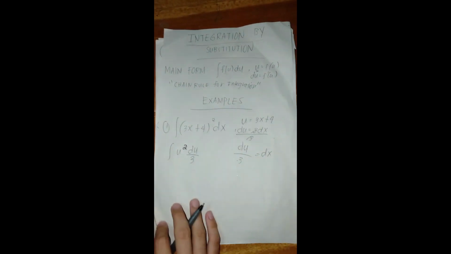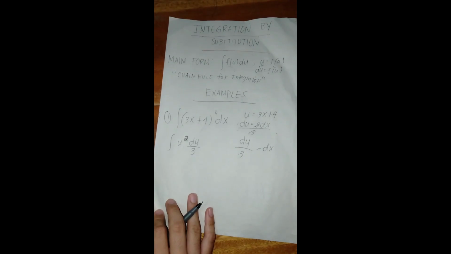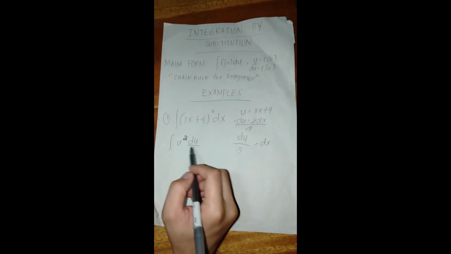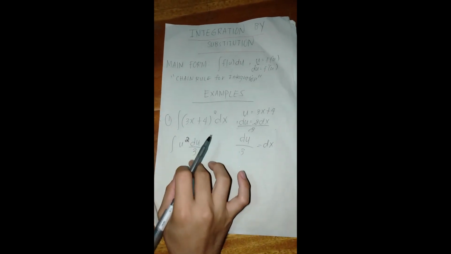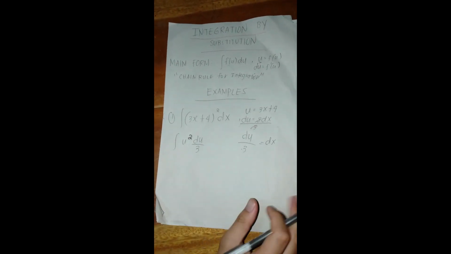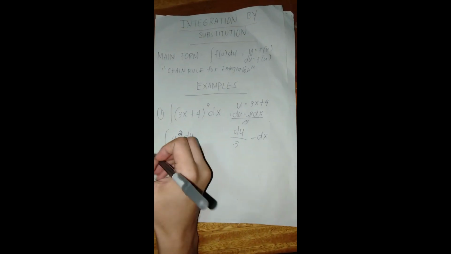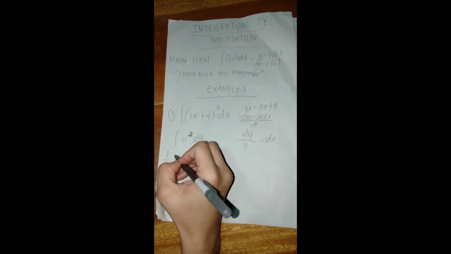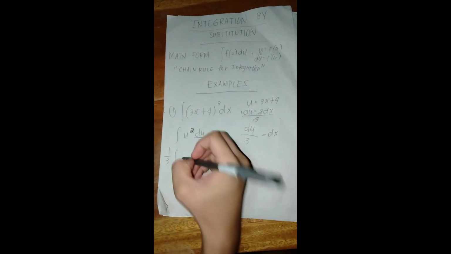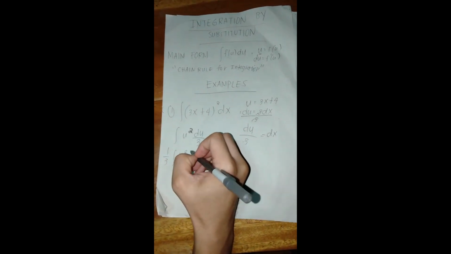Okay, so we can replace now. If you're going to notice, you have a constant, 1/3, so you can take it out and apply the basic integration formula. Since it's a constant, 1/3, you can take it out. So, 1/3 integral of u squared du.